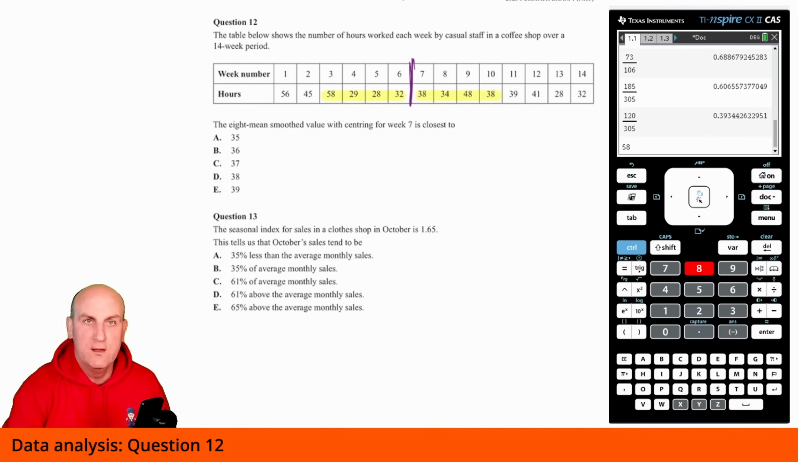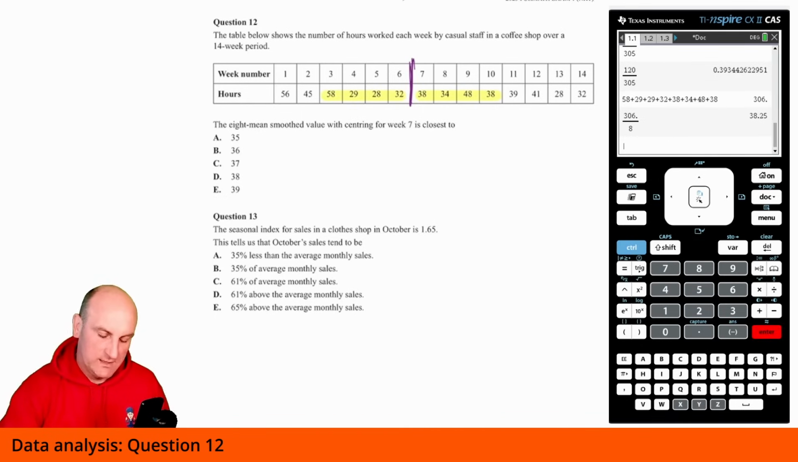So 58 plus 29 plus 28 plus 32 plus 38. And I keep checking my calculator to make sure that I'm putting the right answers in. 48 plus 38. Make sure that they are all there. Divide by 8 is going to give me 38.25. So I've got 38.25. That's for the left.